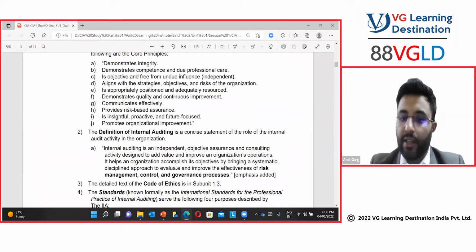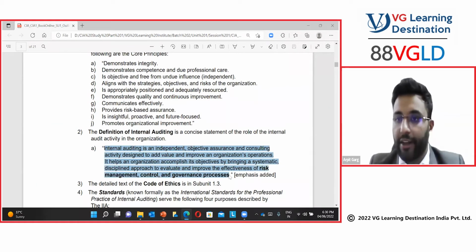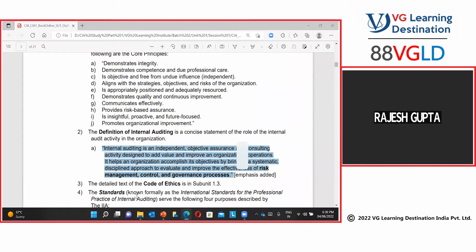I would request you to read this once together, and then I will throw some more light on the definition of internal auditing before we move ahead. Can you all read this together, the definition of internal auditing? Everyone together, folks. Internal auditing is an independent, objective, assurance activity designed to add value to an organization's operations. It helps an organization accomplish objectives by bringing a systematic approach to evaluate the effectiveness of risk management, control, and governance processes.